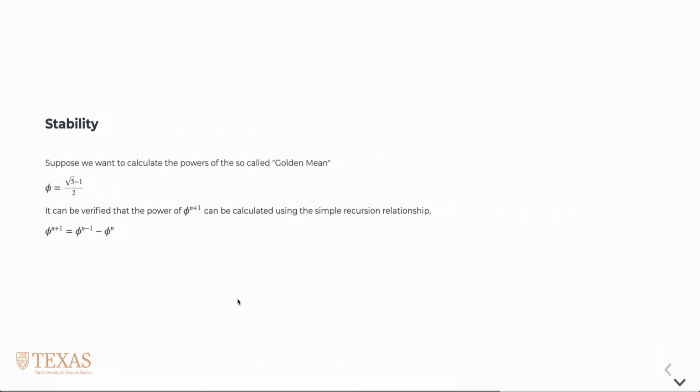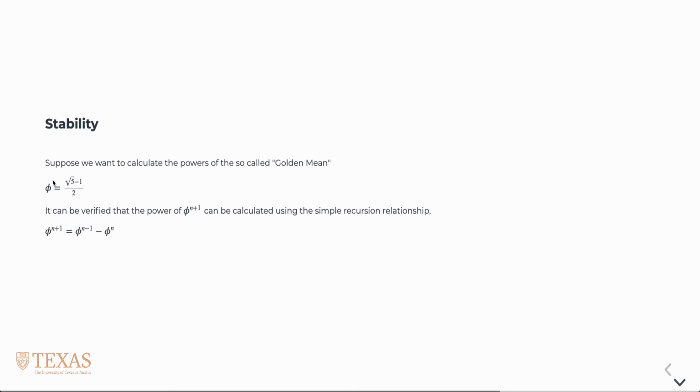So usually truncation error and round-off error don't interact with one another. However, sometimes round-off error can cause numerical instabilities to occur in algorithms. And so let's look at an algorithm that we could use to compute powers of the so-called golden mean. So it turns out that this number right here is called the golden mean. And we could verify that if we wanted to compute the powers of this, in other words, phi to the 0 power, phi to the 1 power, phi to the 2 power, phi to the 3 power.